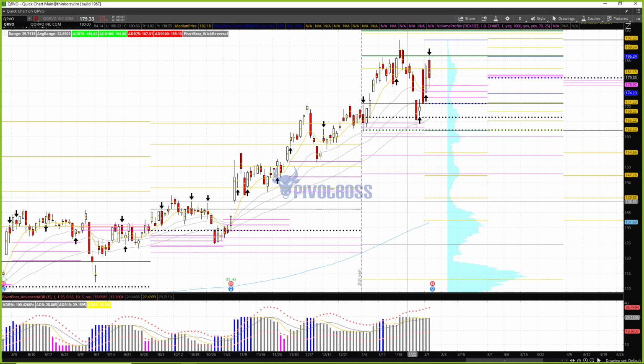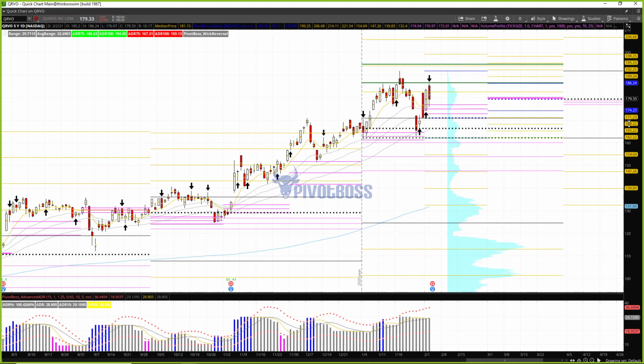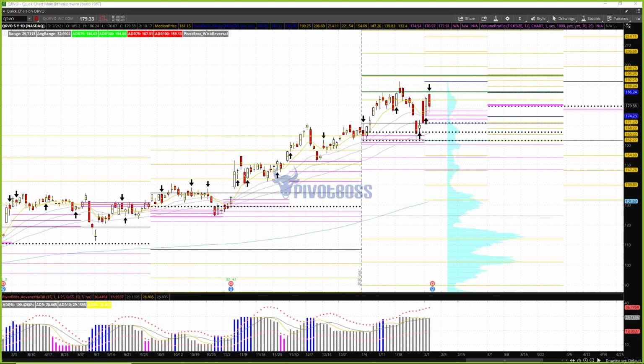So here's QRVO, Qorvo. Really good extreme reversal right here. Good trending market. It's pulled back and bounced very nicely here. Earnings are coming up, so that's always something you have to be mindful of. Looks like that is tomorrow after the market. So we will see again what happens there, but it looks like everything is still flowing to the upside.